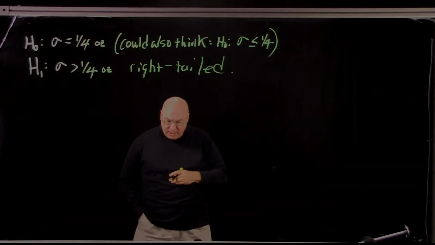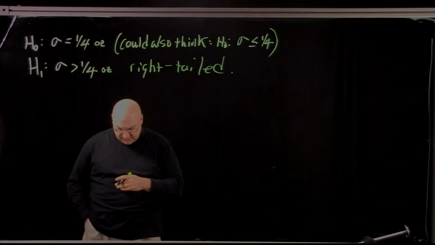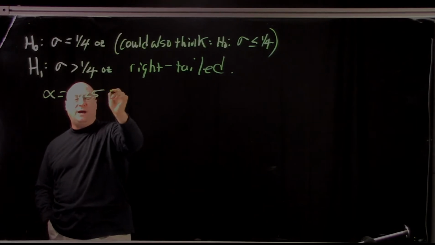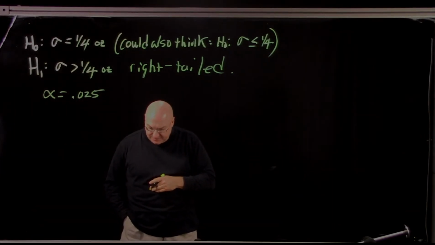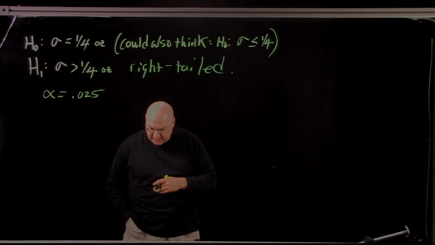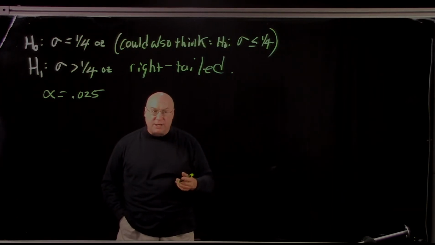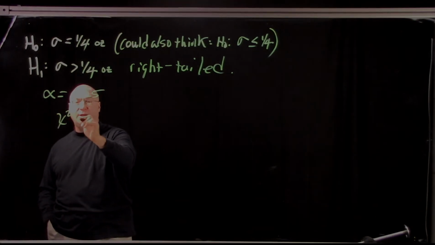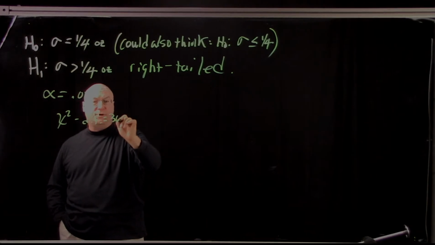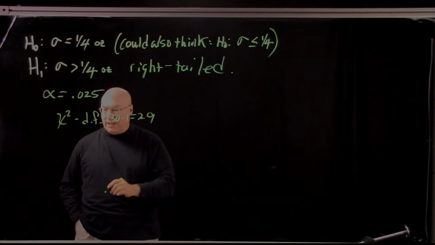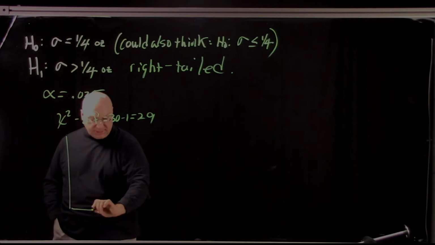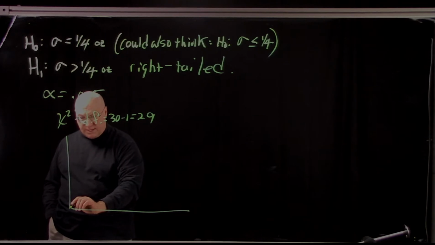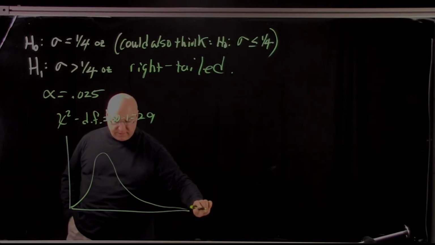Let's see what I have here. Okay, so we're going to test it at alpha equal 2.5%. So alpha equal 0.025, right-tailed test, and we take a sample of size n equal 30. So right away, I know that I'm looking at chi-square with degrees of freedom equal to 30 minus 1, which is 29. And so my curve looks something like this. So this is where in that space there you want to draw in the curve, something like that.